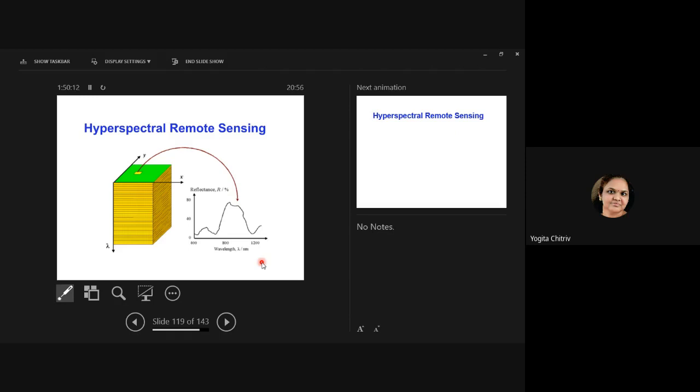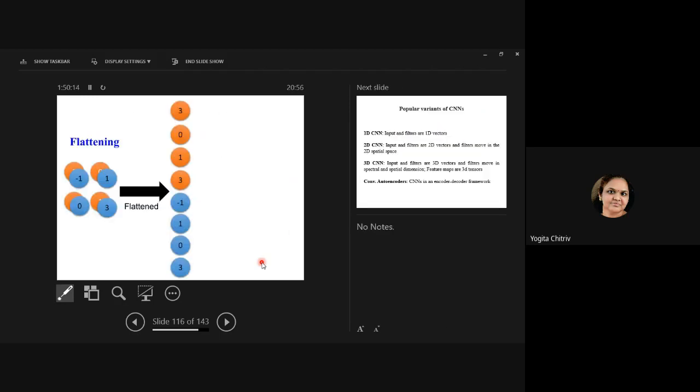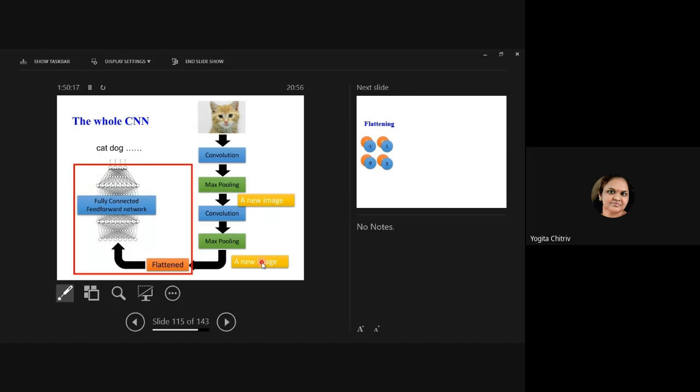Sir, I have one question. Like in pooling, we can either use max pooling or average pooling, and then we go for downsampling. So will there be a loss of information, and how are we going to cope with that?